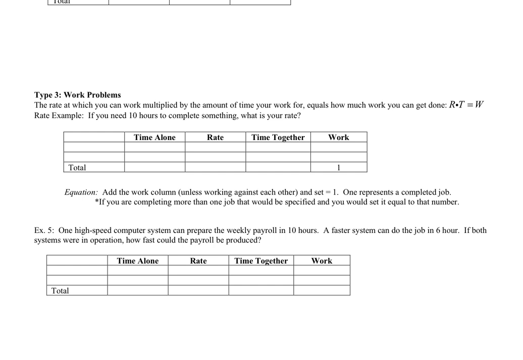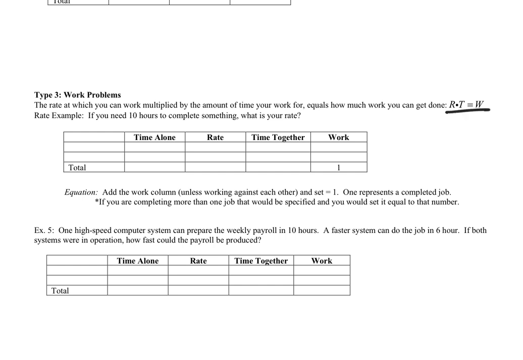And the third and final type of word problems that we're going to do this year is what are called work problems. And so it says the rate at which you work multiplied by the amount of time which you work for equals how much work you can get done. So rate times time is equal to work.